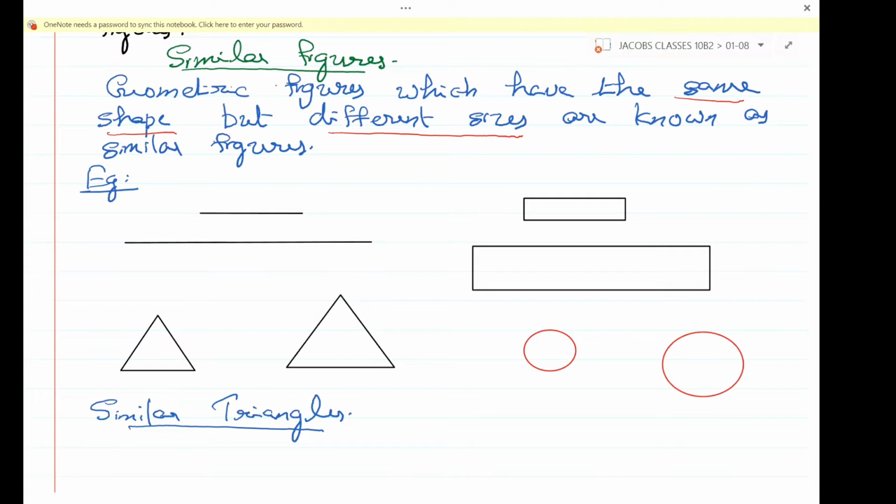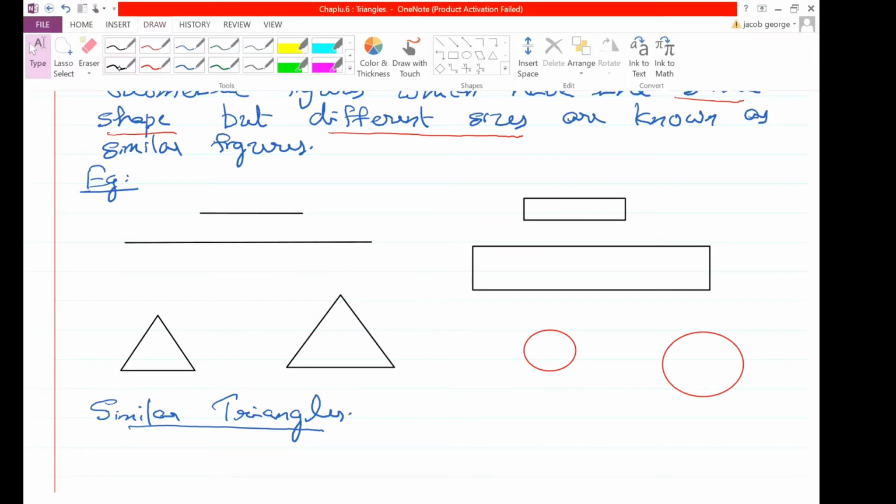Okay, so now we are moving to similar triangles. Shall I start similar triangles? Okay.